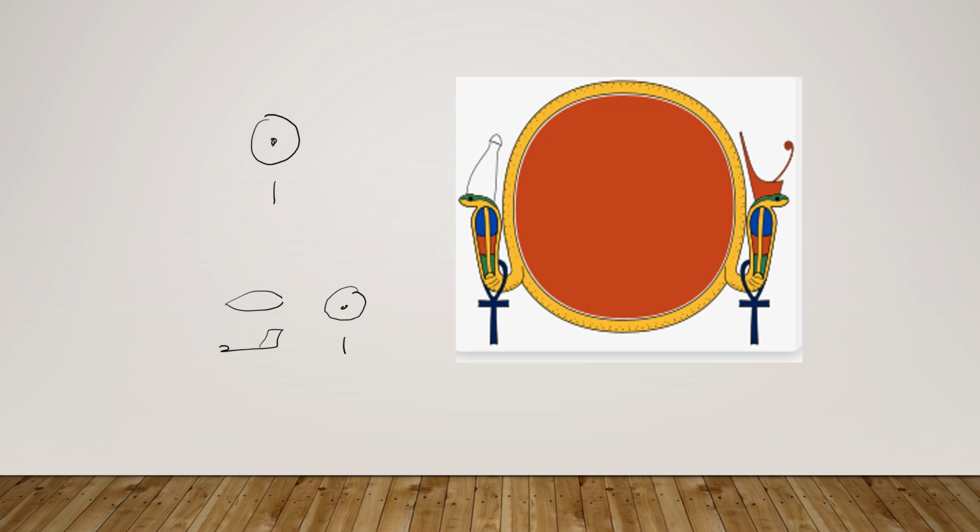Now, the symbol that we see of the sun to the right is also the sun, but in this case, the sun is encircled by two cobras. The cobra to the right is wearing what we will identify as the red crown of Lower Egypt, and the cobra on the left is wearing the white crown of Upper Egypt, and they both have the Ankh connected to them. So there's a lot more significance to the picture of the sun here.